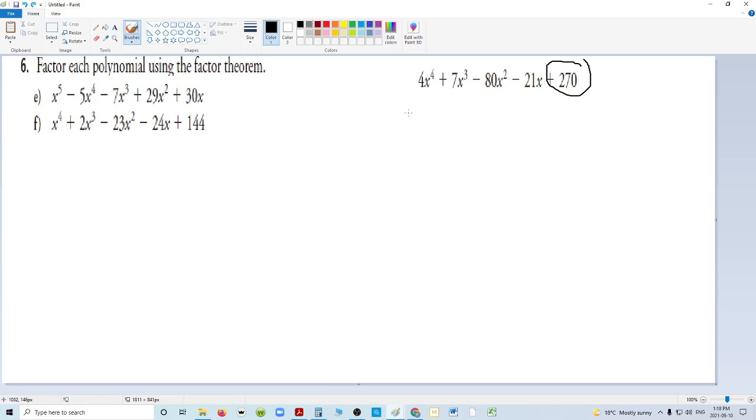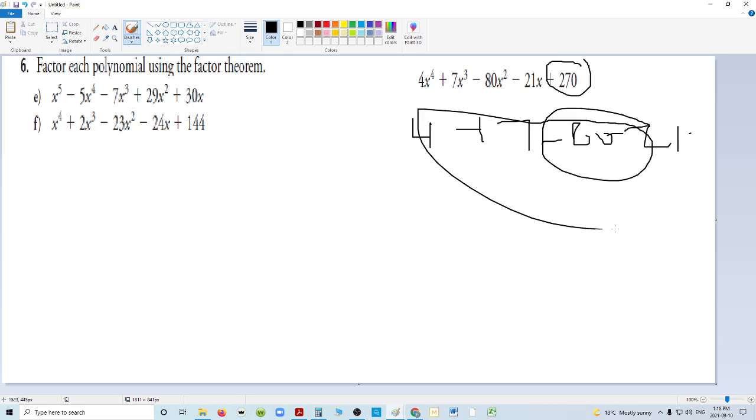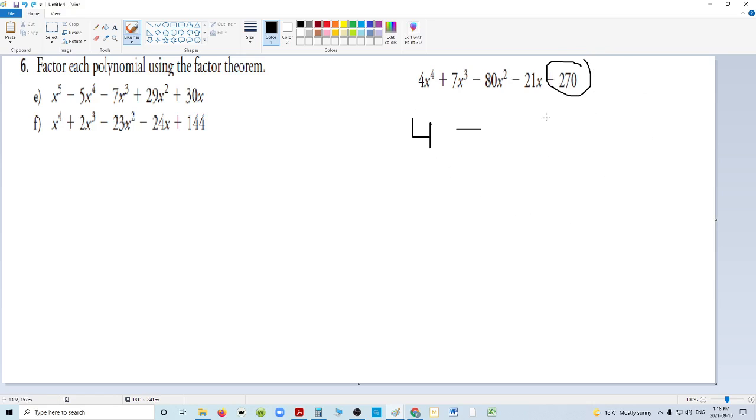And I can also say from 1, just starting with 1, I get 4 plus 7 minus 80 minus 21 plus 270. Well, that's 100 plus 270, so 1's not even going to be close, even if it's minus 1 or plus 1. So I'm going to jump right to 2. And also note, I'd say that you're probably dealing with a positive number. Actually, you might be dealing with a negative number to get these quite low. But let's start with positive 2.